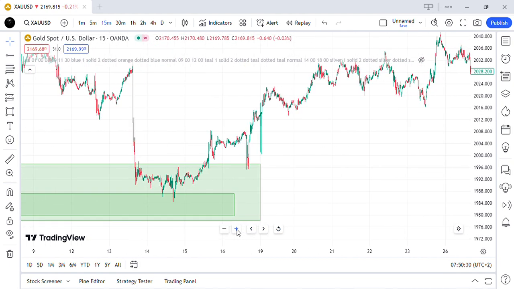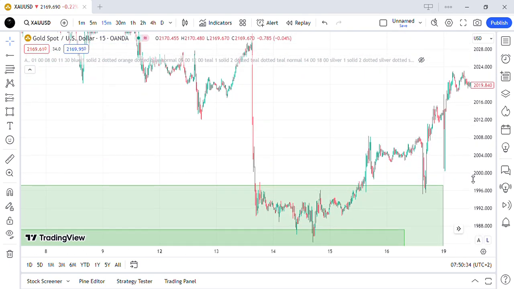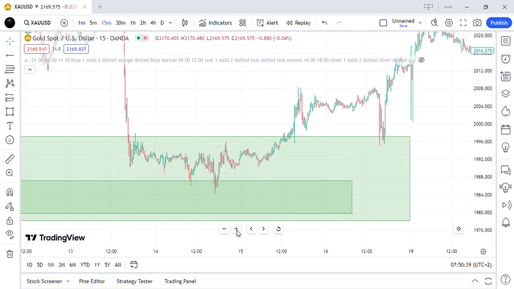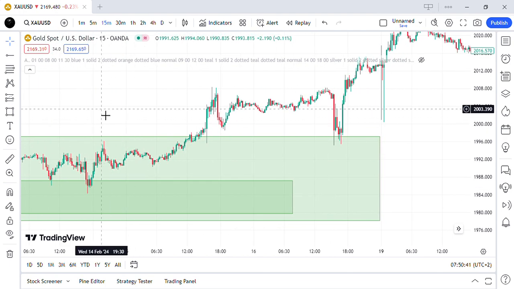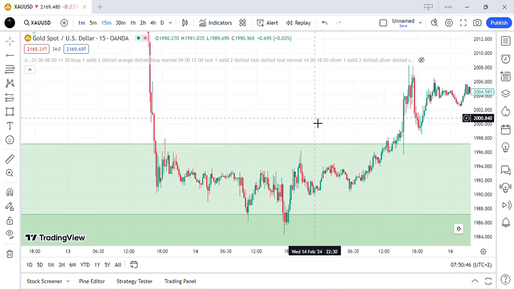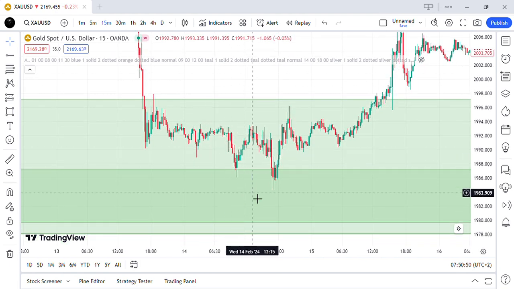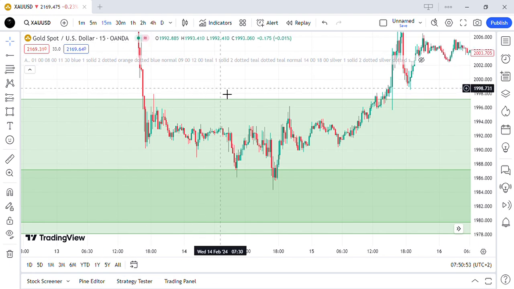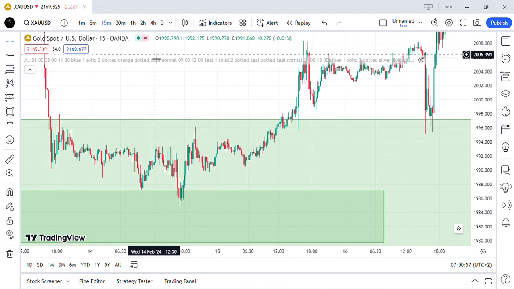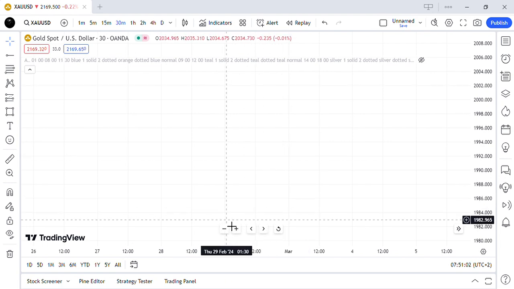We must find a clear indication. Now the market is reversing. We must find a clear indication on the lower time frame. It can be a 5-minute or 15-minute time frame, depending, and look for entries. You can maybe find it on a 30-minute time frame. I don't know, it depends.